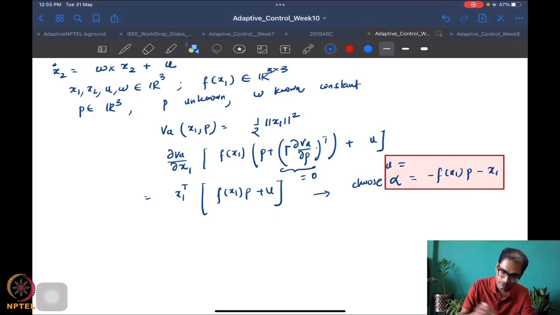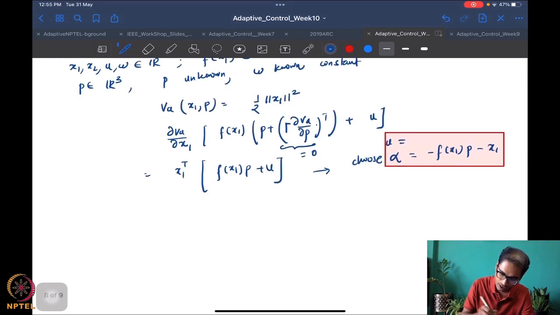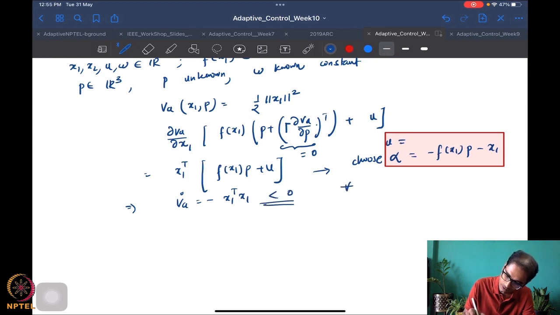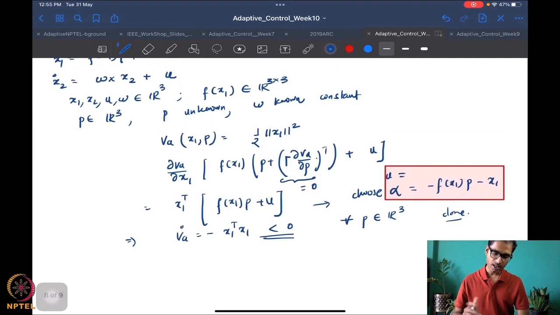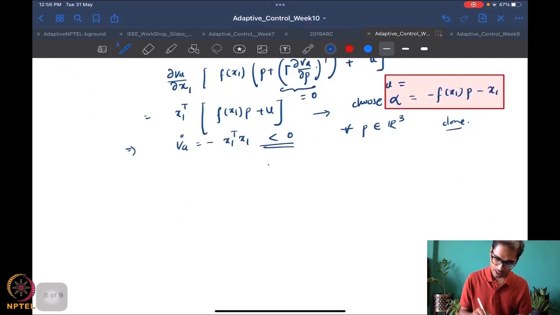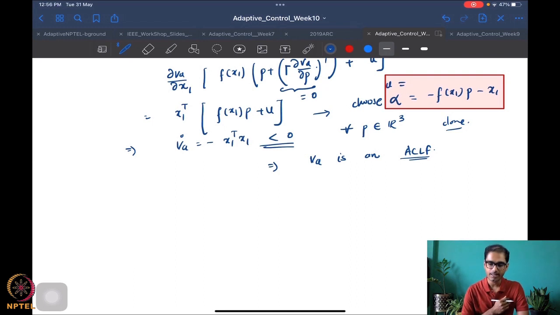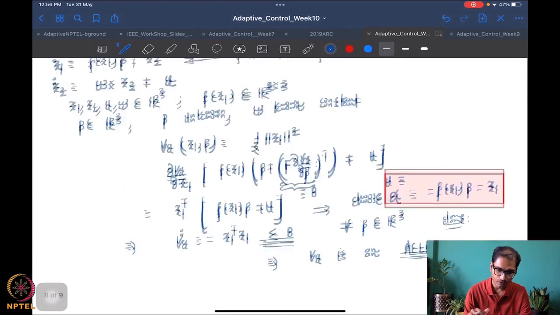Right. If I choose my alpha as this, then I get V_A dot is equal to minus X1 transpose X1, which is negative definite for all P. Okay, so done. This V_A is in fact an ACLF for the first state.